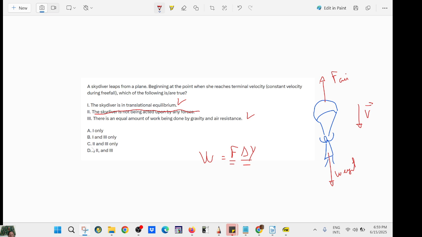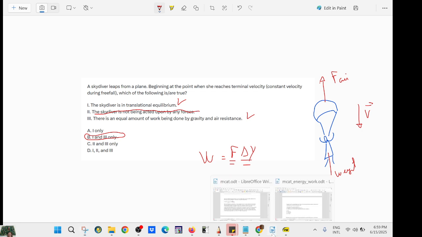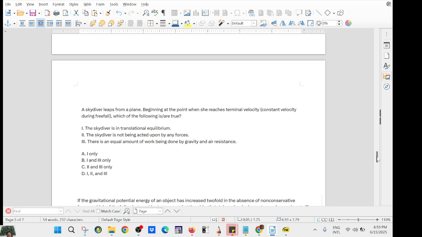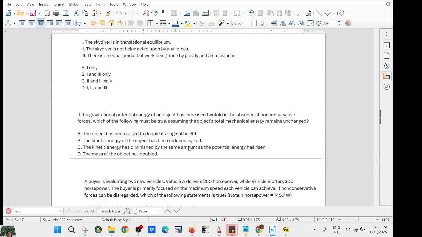So that will be 1 and 3. Okay, this one, they don't talk about the sign, but this one is doing negative work and this one is doing positive work. So it's not very clear. Okay, let's do the next one.